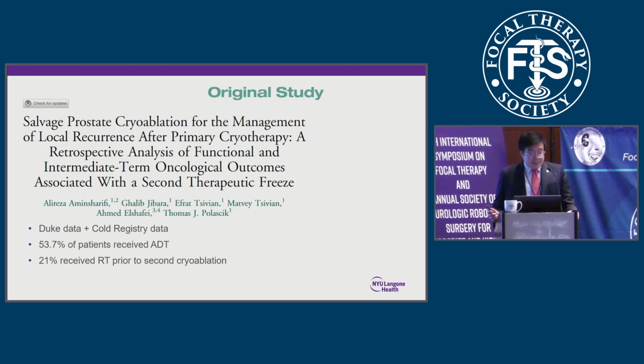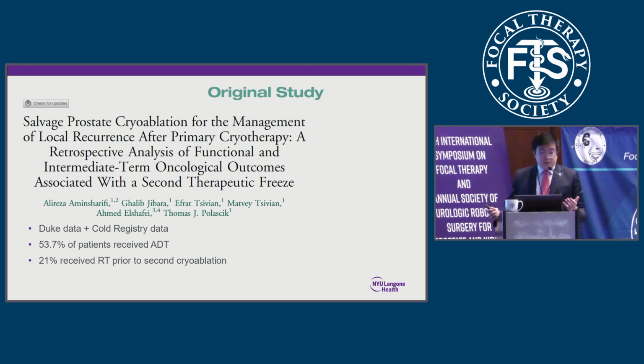Then Dr. Polascik and his group at Duke looked at the Duke data and combined it with the Cold registry. When you combine it with the Cold registry, the data is kind of all over the place sometimes because it's very tough to capture specific data points that are very important in a situation. I wanted to highlight that 53% of these patients received ADT at some point, 21% received radiation prior to cryoablation, and that's the one big limitation of the Cold registry data.